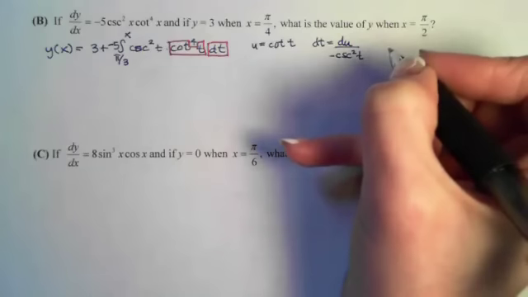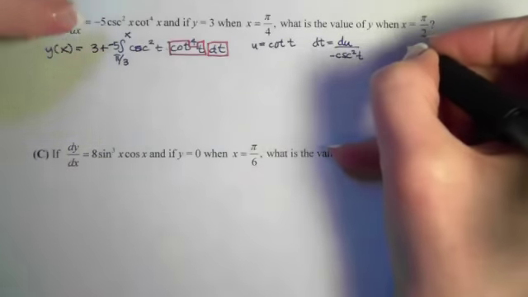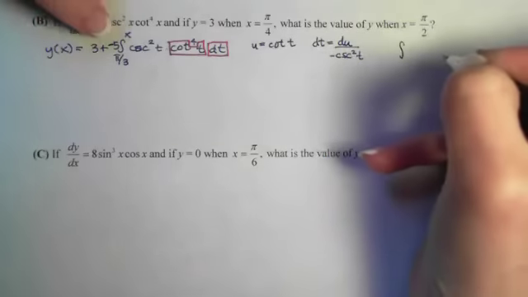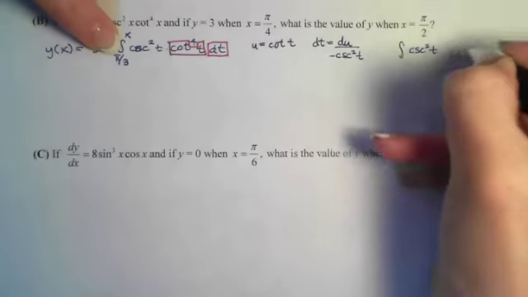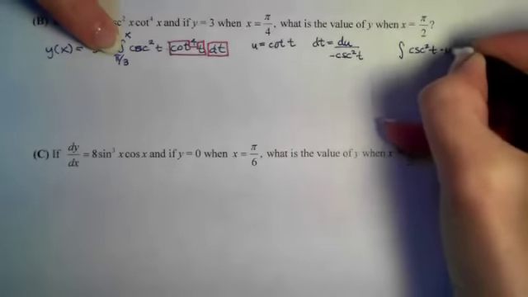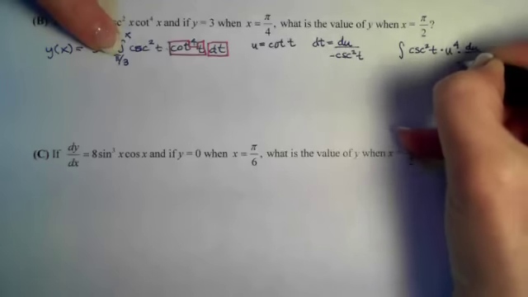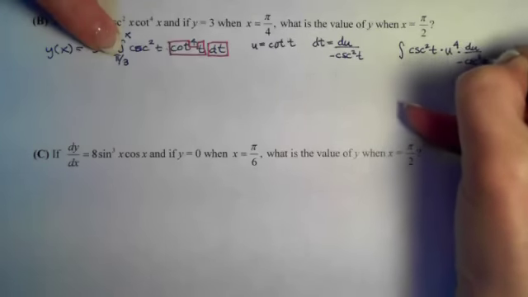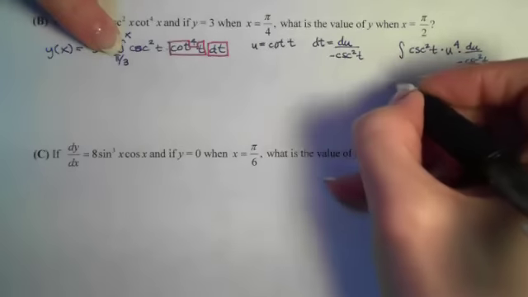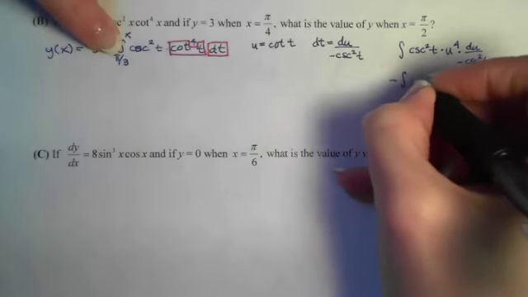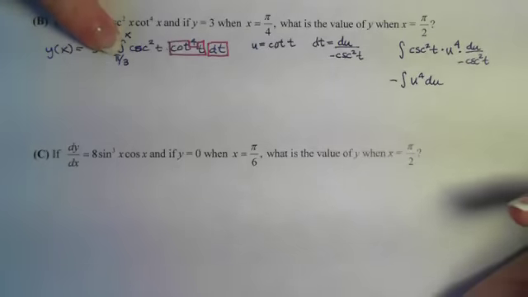And then we're going to rewrite our integral so that it has just u's in it. So that would be, and I'm going to ignore the negative 5 for right now, we'll come back to that in a second, I have a cosecant squared t times a u to the fourth times a du over a negative cosecant squared t. Notice that the cosecants will cancel, and I can pull this negative out in front, so I'll have a negative u to the fourth times a du, which is very easy to go backwards on.